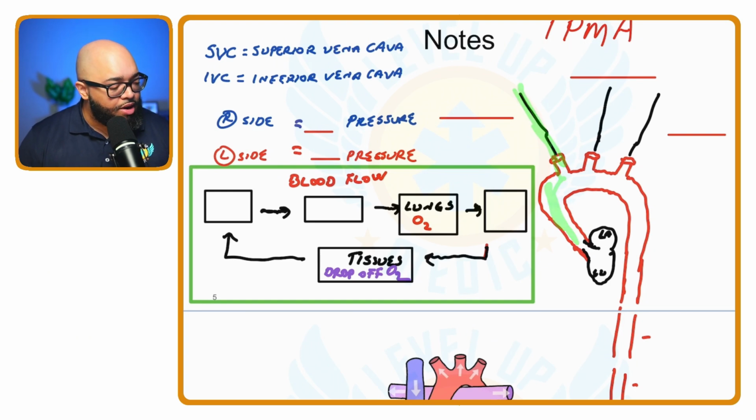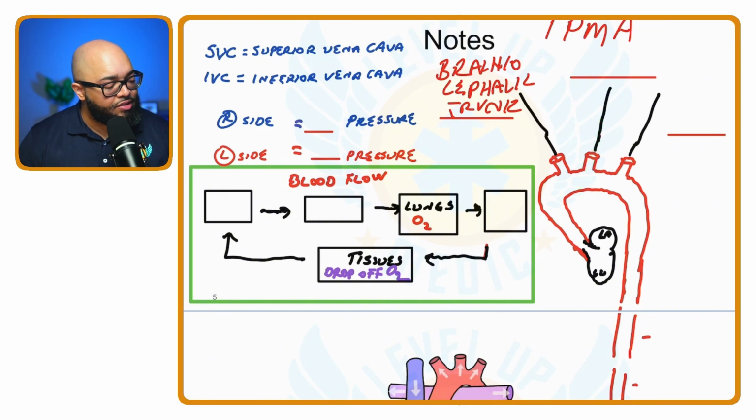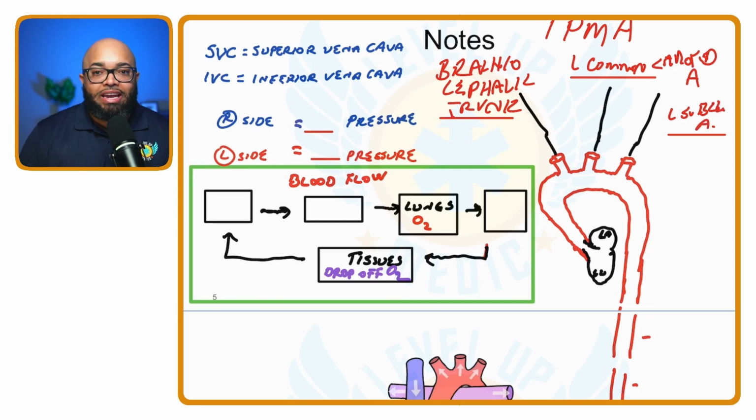The first branch off the aortic arch is the brachiocephalic trunk. The next branch off of the aortic arch is the left common carotid artery. And then the final branch off the aortic arch is the left subclavian artery. Just make sure you know those three. Now from there, the blood has gone throughout the aorta and then to the head, both sides of the head, and then to the left and right arms.